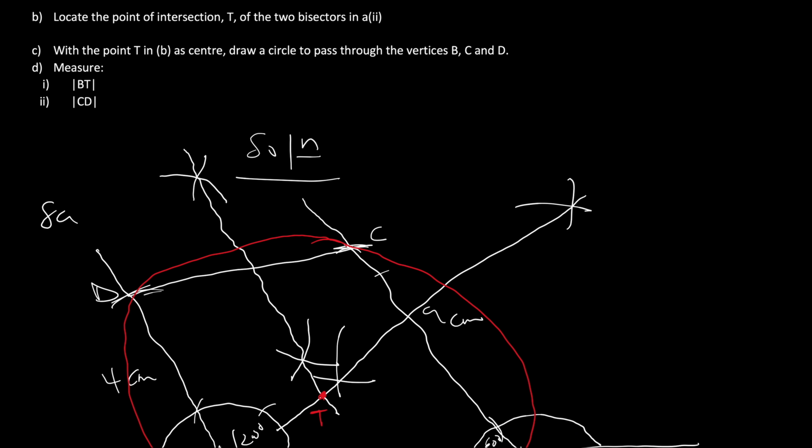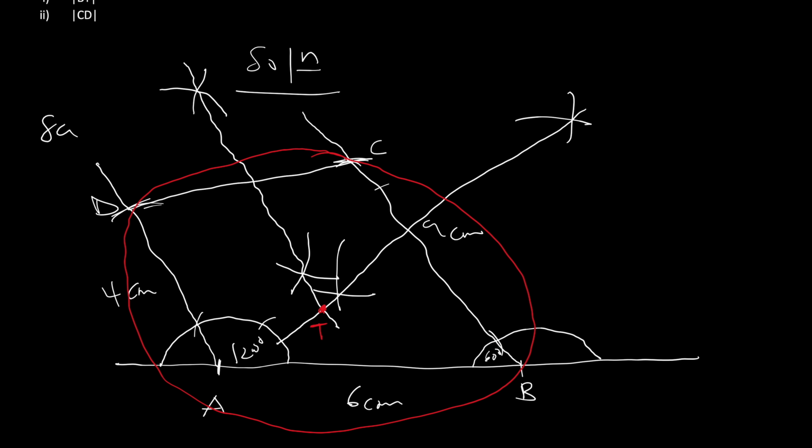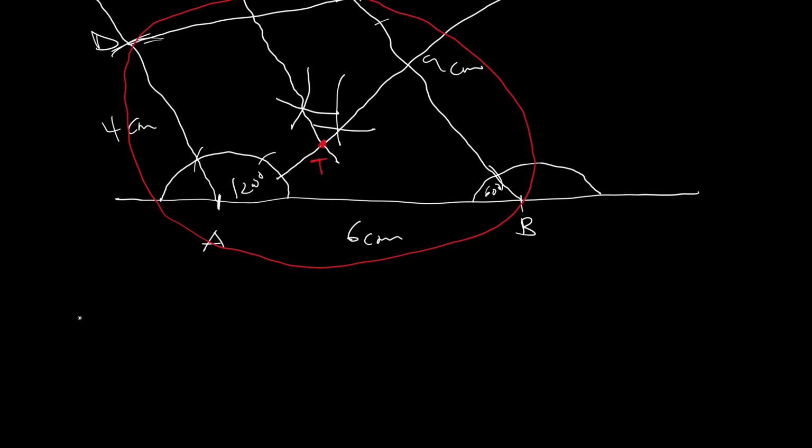Now (d), measure the length of BT. So with the help of your ruler, you measure the length of BT. So you put the ruler here and you measure from B to T. So when you do it well, the length of BT should be equal to 4.9 centimeters.